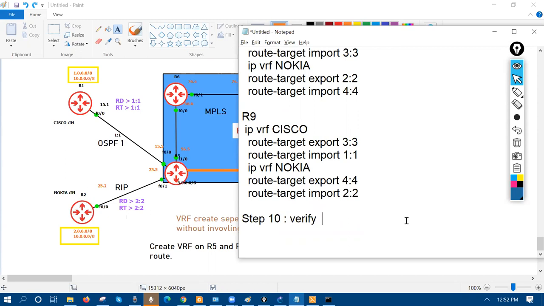Route distinguisher is just going to make a route unique. That is going to make a 64-bit, that is going to make a 96-bit route, a VPNv4 route. But isn't that also identified with the location? No, that is going to identify the location.